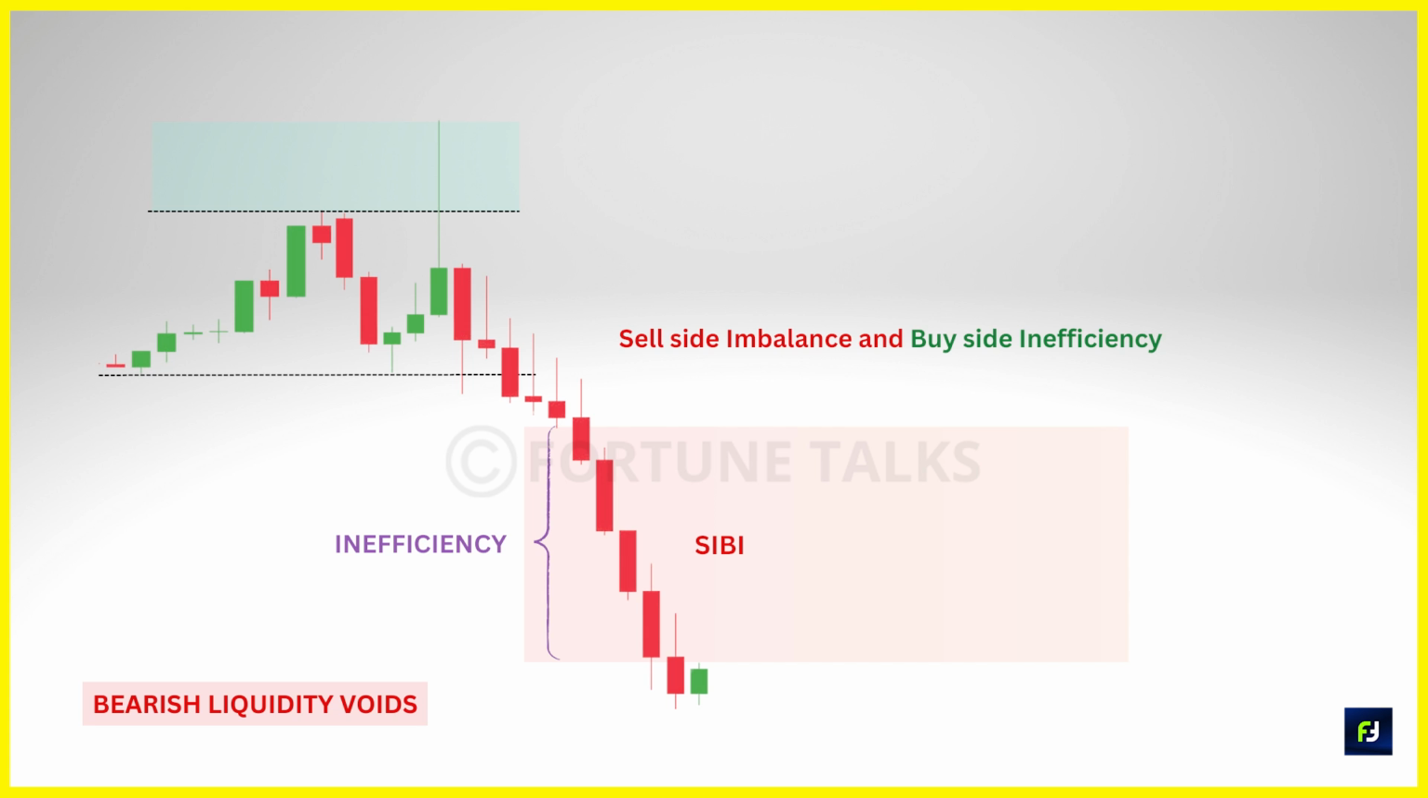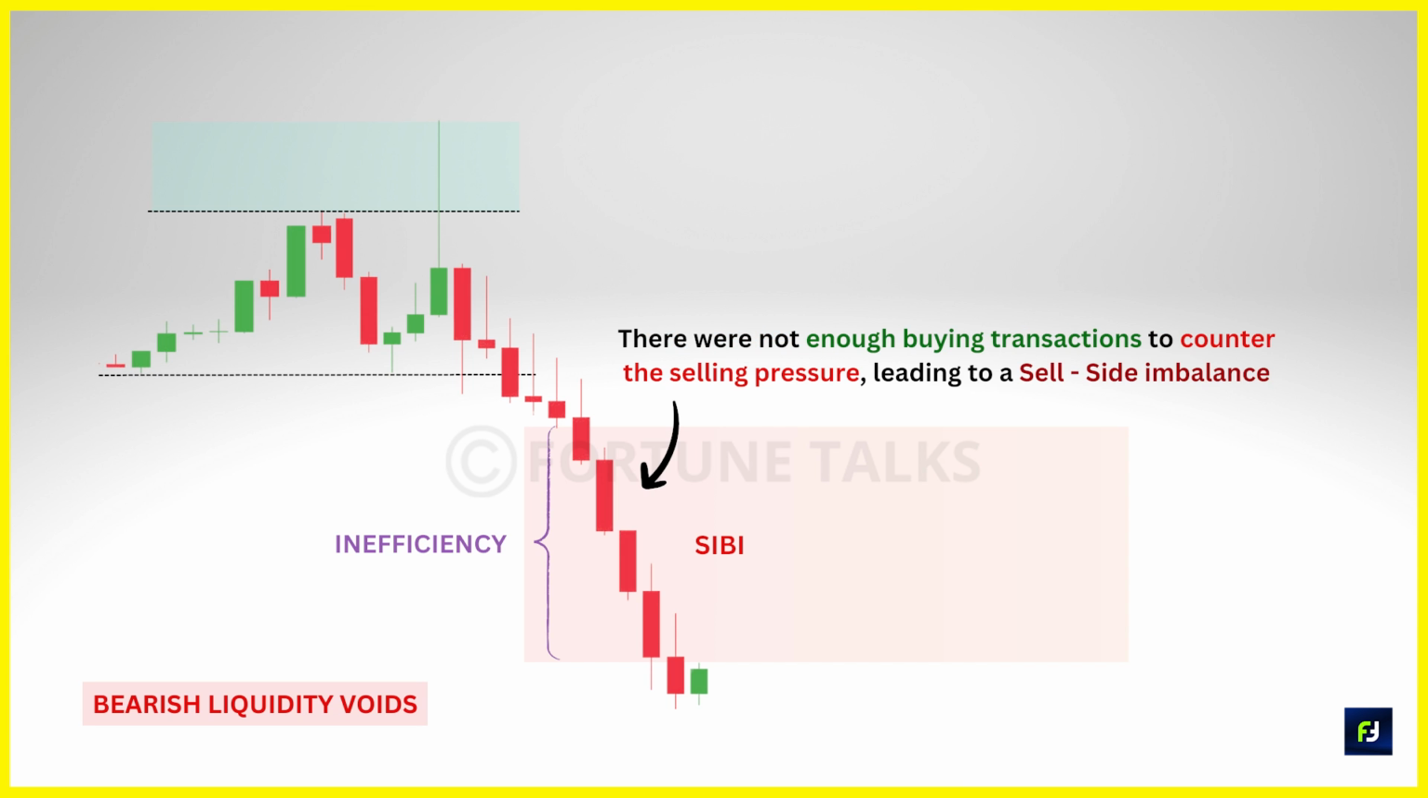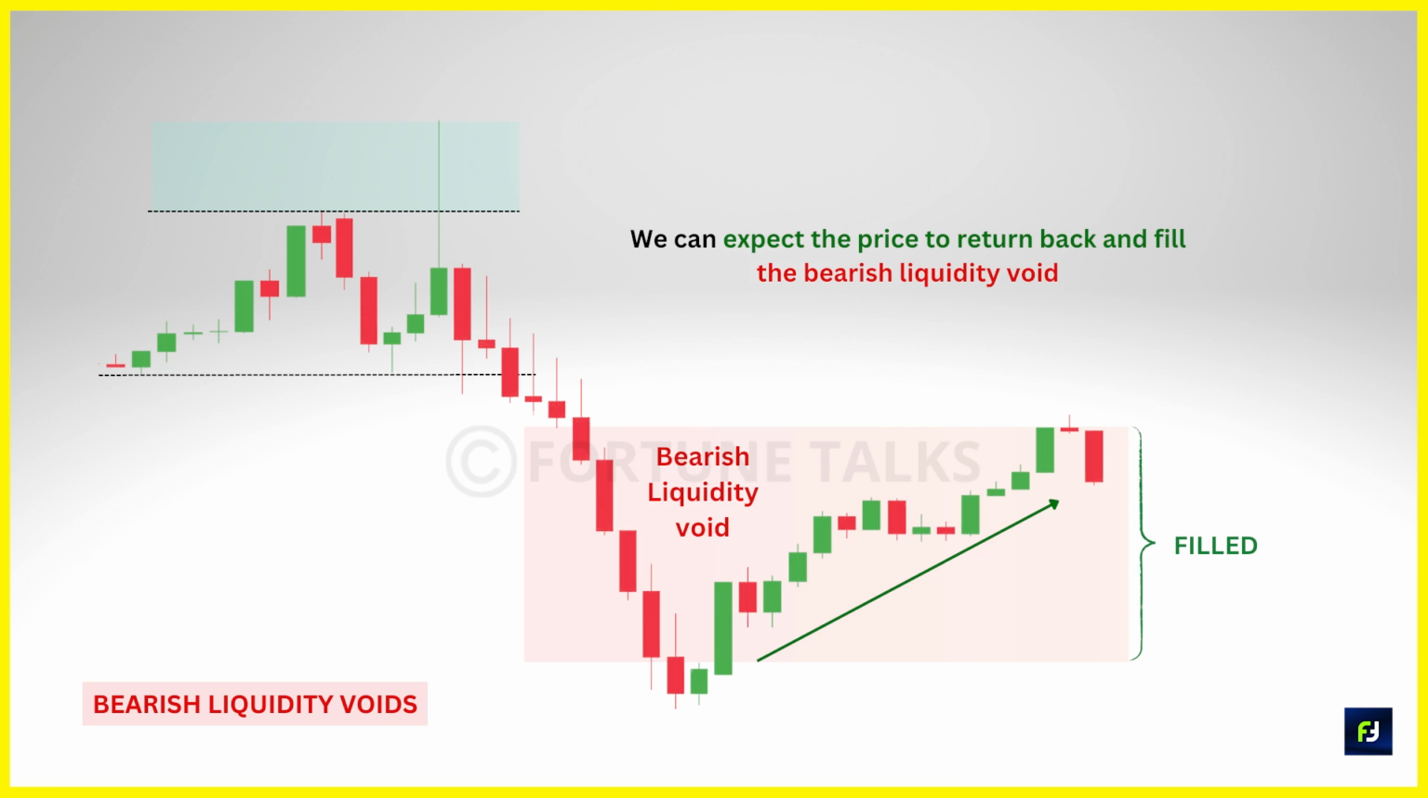I know I have asked you to relate CB and BC to fair value gaps, but the definition of CB and BC holds true for liquidity voids also. This means there were not enough buying transactions to counter the selling pressure, leading to a sell-side imbalance, and the lack in buying pressure remains as an inefficiency that needs to be filled. So we can expect the price to return back and fill this bearish liquidity void that was created.